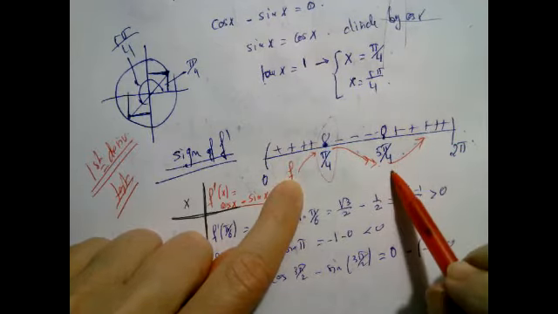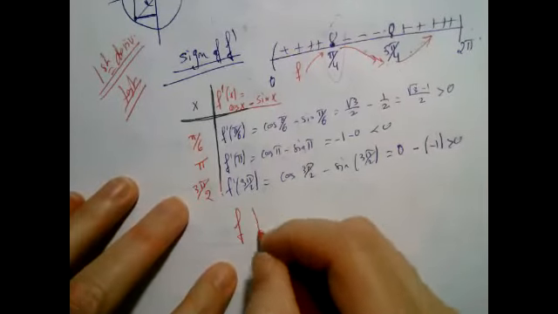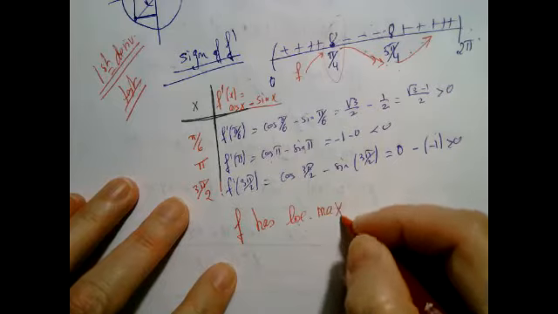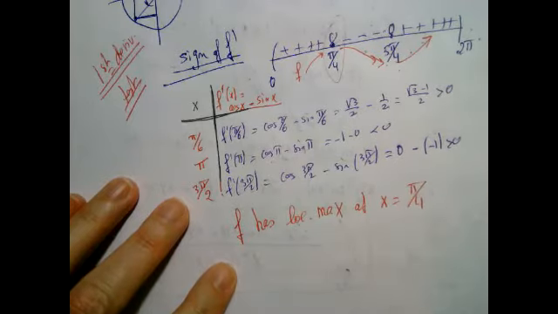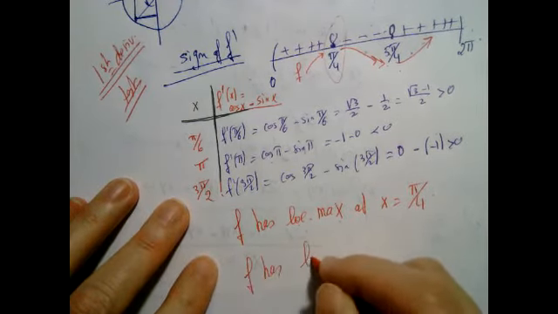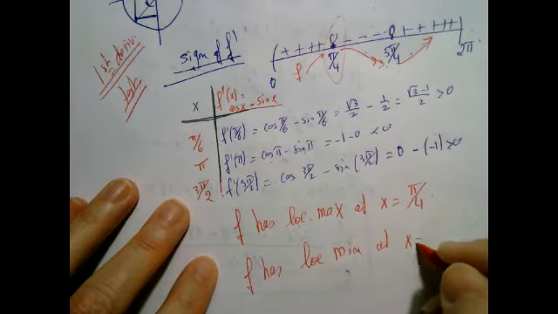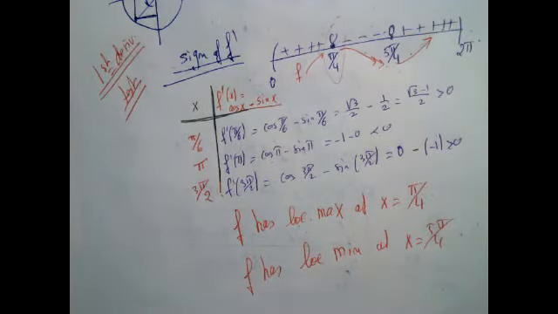It means I have a local min at 5 pi over 4. So f has a local max at x equal pi over 4, and f has a local min at 5 pi over 4. Okay, so that's how we study the sign of the derivative.